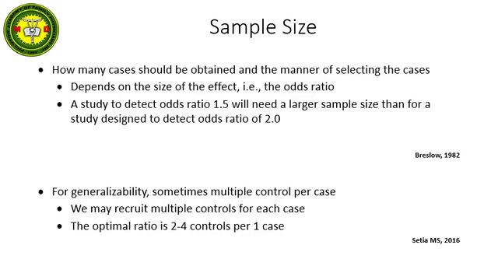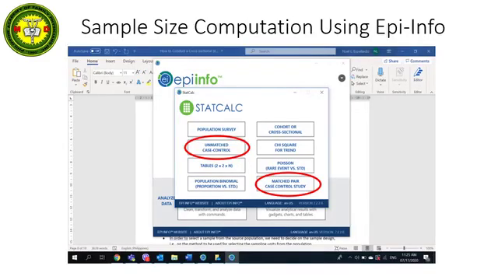The optimal ratio between the cases and control is 2 to 4 controls per case. So for every one case, there should be 4 controls. If you're able to identify based on your sample size calculation that you need 25 cases, then you need 100 controls if your ratio is 1:4. Okay, so how do you demonstrate this sample size computation using EpiInfo?